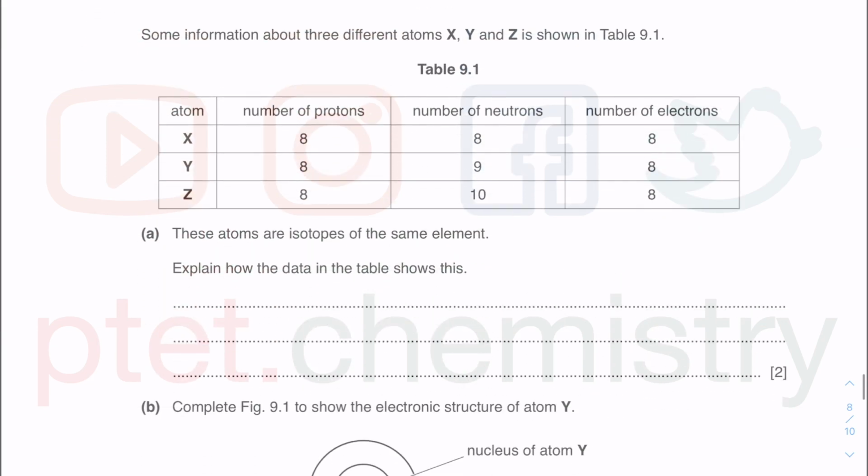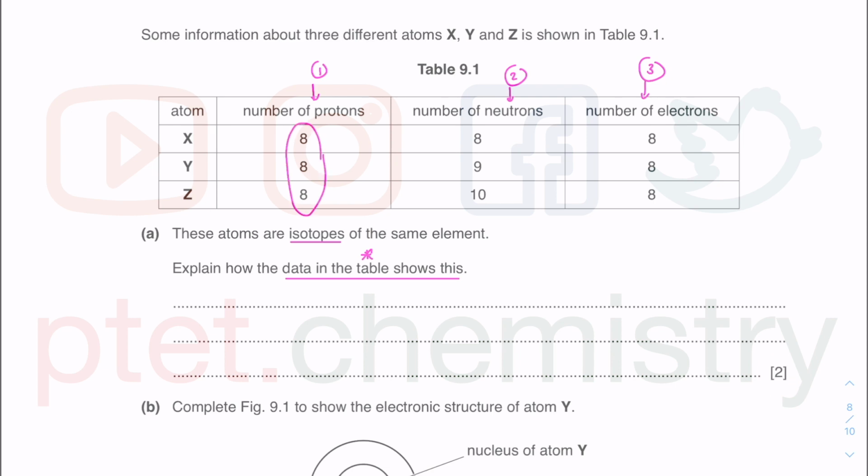Moving on to the next part of the question, we are told that we need to use the data in the table to show that these are isotopes. The data in the table, there are 3 pieces of data, number 1, number 2, and number 3. This is a very simple question. It's basically asking you what is an isotope. This is a 2 marks question. You really do not want to mess this up.